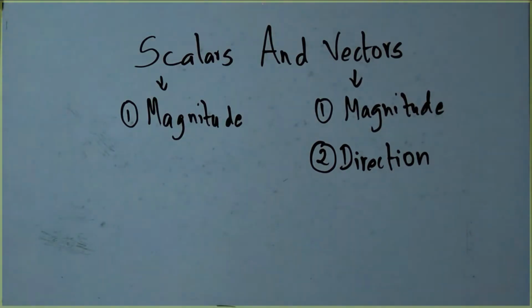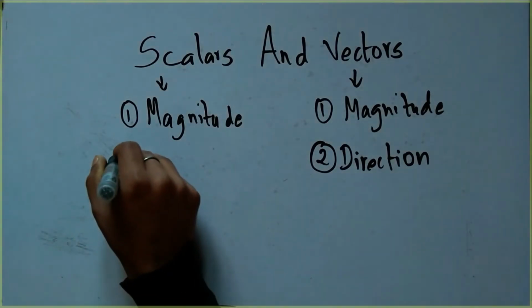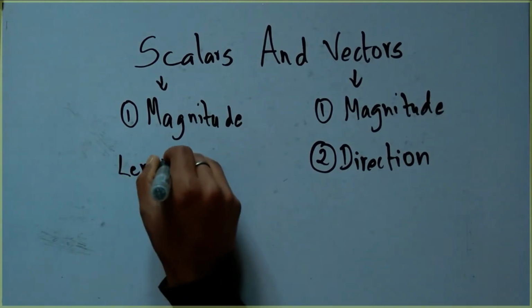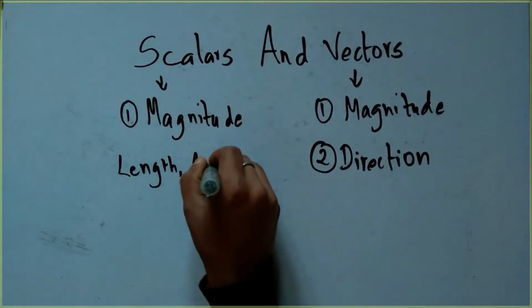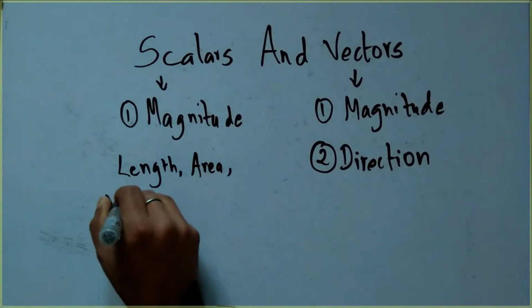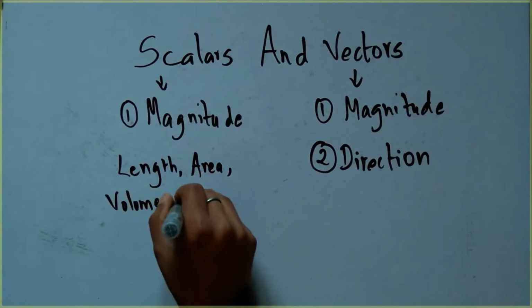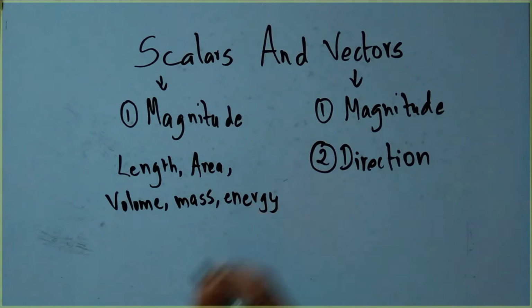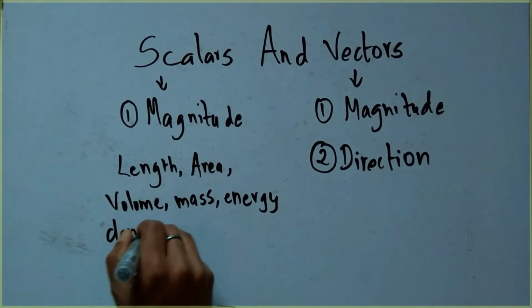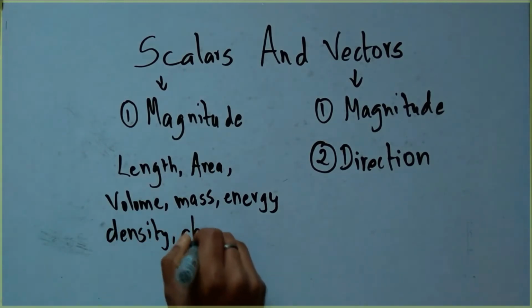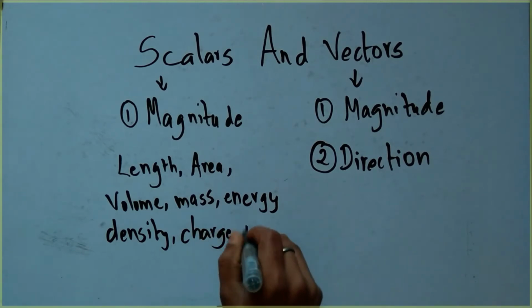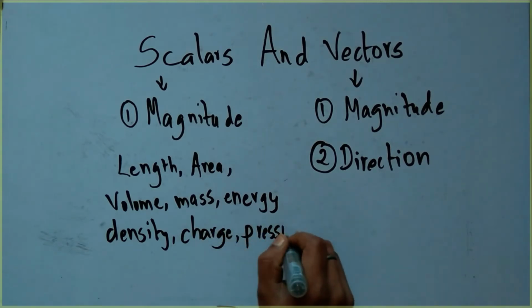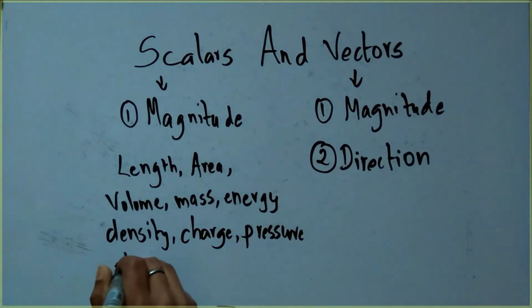Let's see some examples. Examples of scalar quantities are length, area, volume, mass, energy, density, charge, pressure, etc.